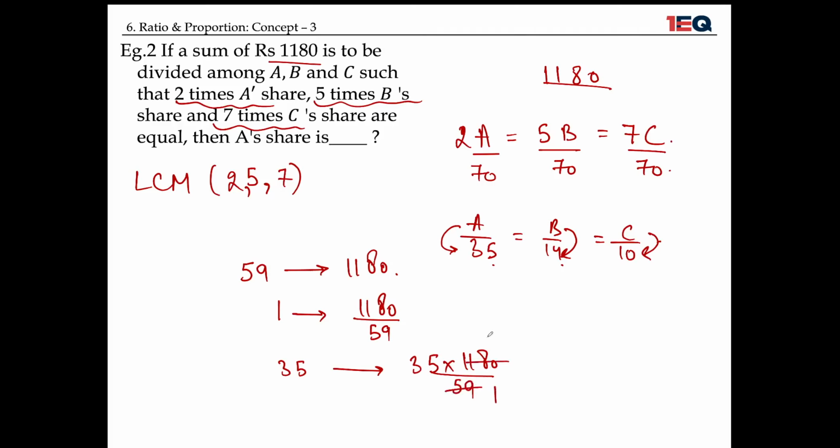59 ones are 59, and 59 20s are 1180. 35 and 20 multiplied give me 700. So the share of A comes out to be 700 out of a total of 1180. I think we're good. So let's move on.